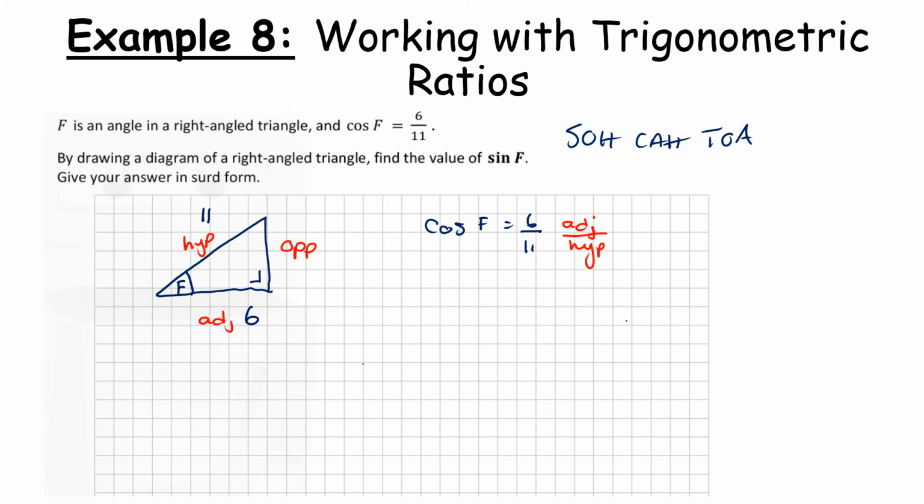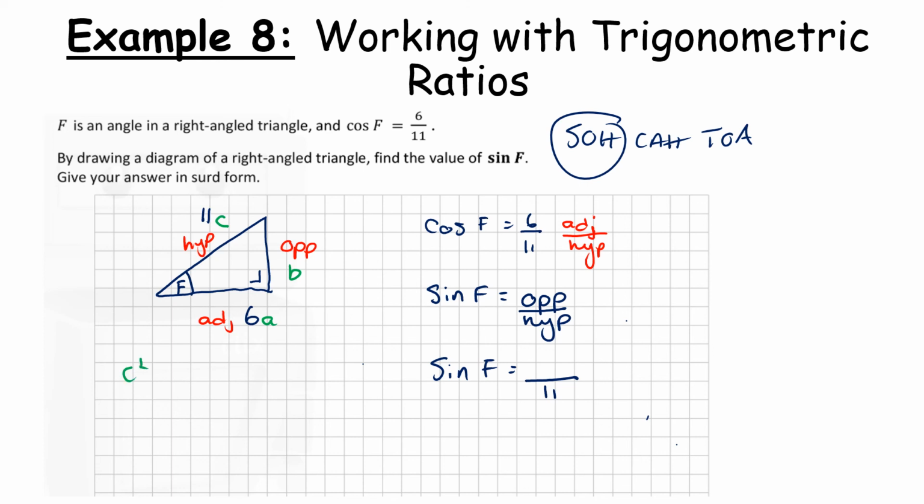So by drawing a diagram of the right angle triangle, find the value of sine of f. So if we want to work with sine of f, the formula from up here is opposite over hypotenuse. Now the problem is, at this point, I could fill in the hypotenuse is 11, but I don't actually know the opposite. So I'm going to have to work out the opposite side here. The only way to do that is to work with Pythagoras using c squared is equal to a squared plus b squared. So working that through, we get 11 squared equals c squared plus b squared. And we get 121 is equal to 36 plus b squared.